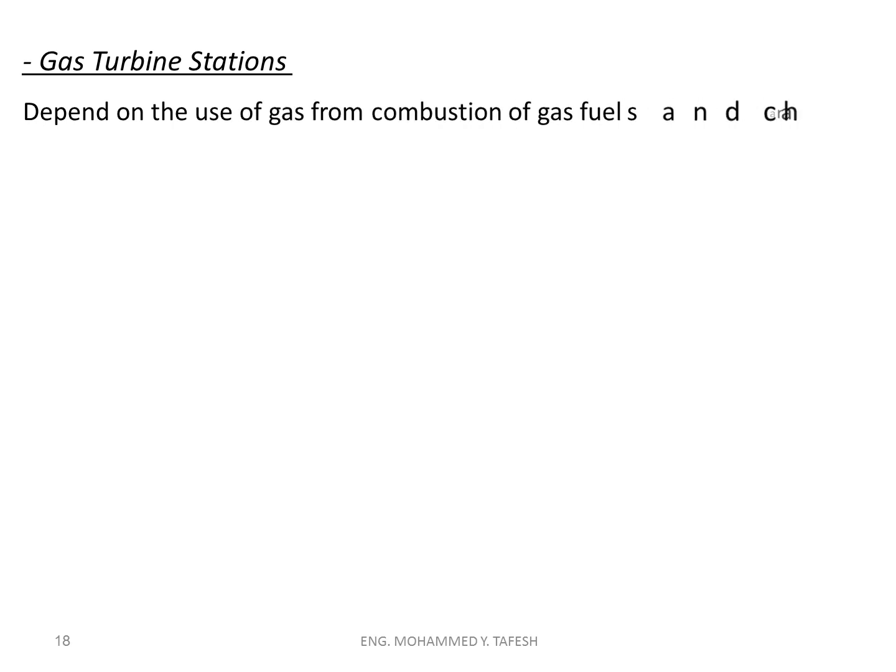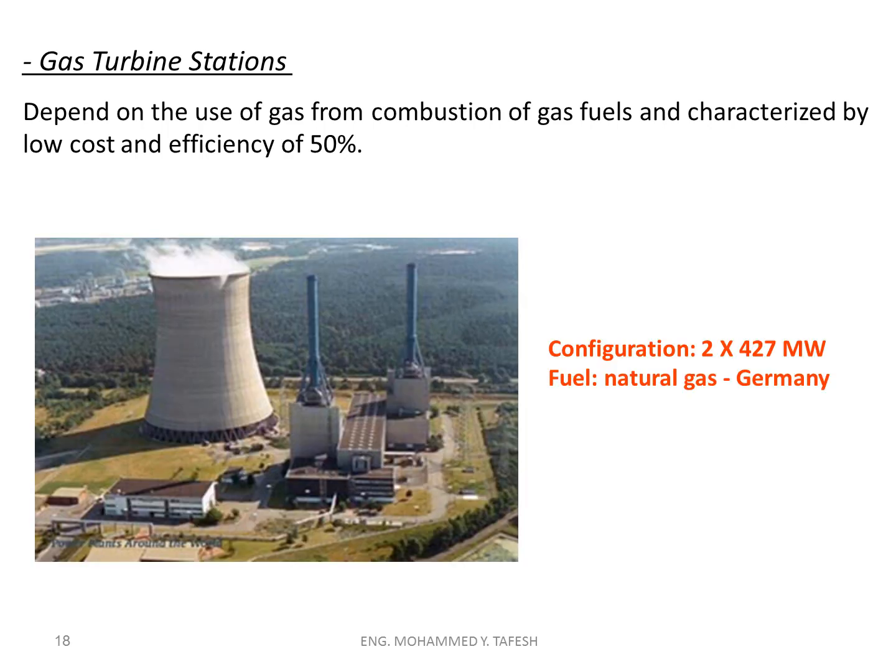Gas turbine stations depend on the use of gas from consumption of gas fuels and are characterized by low cost and efficiency of 50%. You can see in this picture a gas turbine station located in Germany with 427 megawatt with 2 units. It uses natural gas for burning.